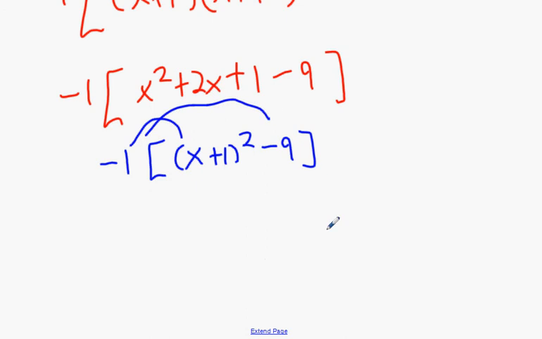Multiply in by the minus 1. What happens? Multiply in by the minus 1. I'm going to say plus 9 minus x plus 1 to be squared.